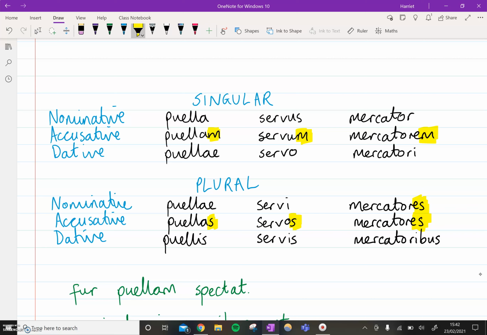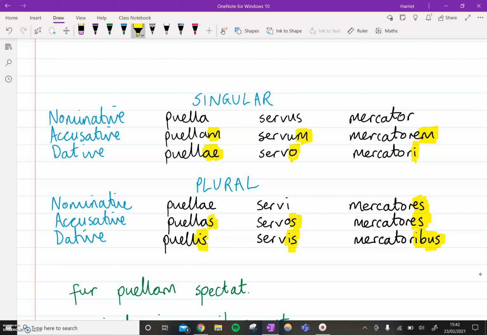And then the datives get a little bit weird, but you just need to learn these endings off by heart. So to or for a girl would be puellae, to or for a slave is servo, and to or for a merchant is mercatori. Then the plurals, to or for the girls, puellis, to or for the slaves, servis. Note how the first and second declension there are exactly the same, so that's only one ending that you have to learn there. But then the third declension, to or for the merchants, is mercatoribus. Okay, so those are all the endings that you have to learn.